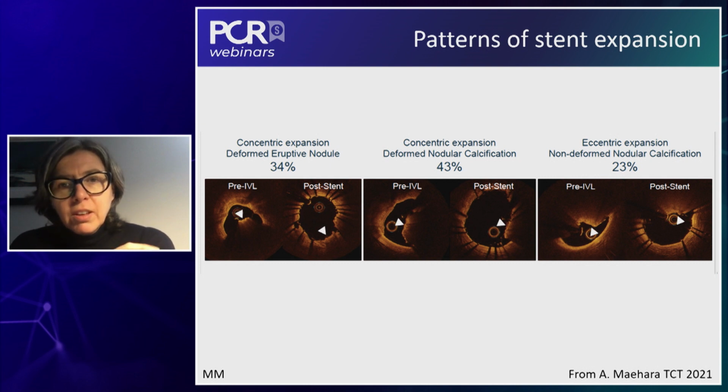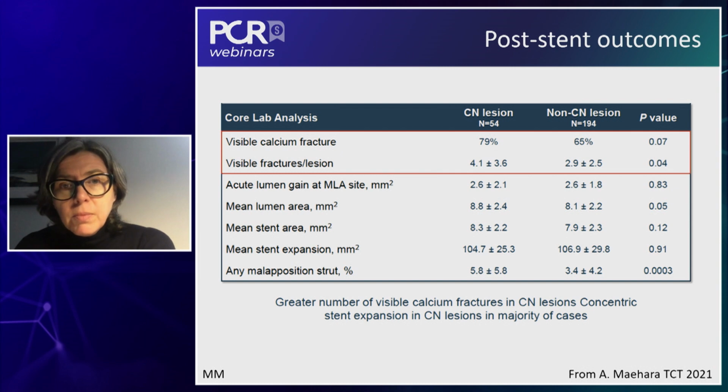What this slide illustrates here is the two OCT images to the left. What they found was that in 77% of cases, the nodule was able to be deformed by the IVL, resulting in concentric stent expansion. And in 23% of the cases, there was less deformation of the nodule with eccentric stent expansion, but still with adequate minimal stent area. And interestingly, in the nodular lesions, there was actually more visible fracture and a higher number of fractures per lesion.